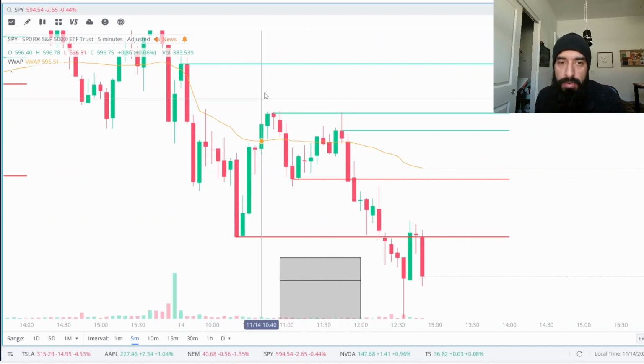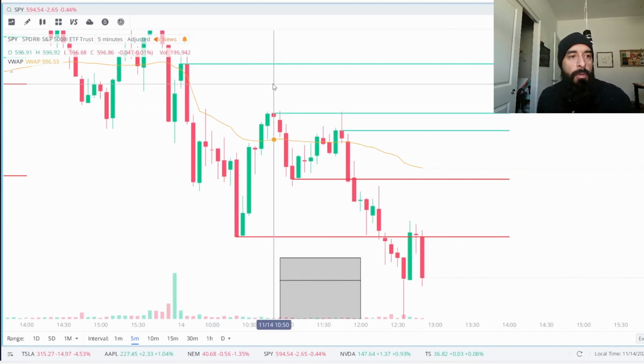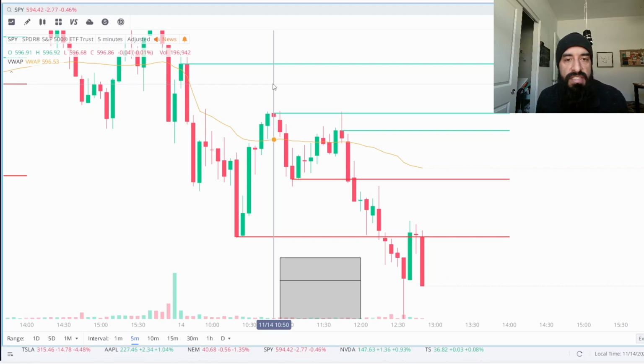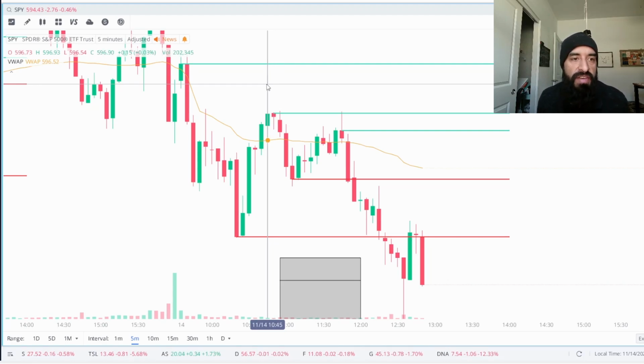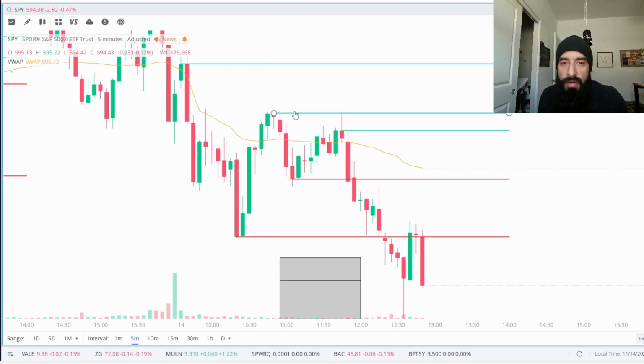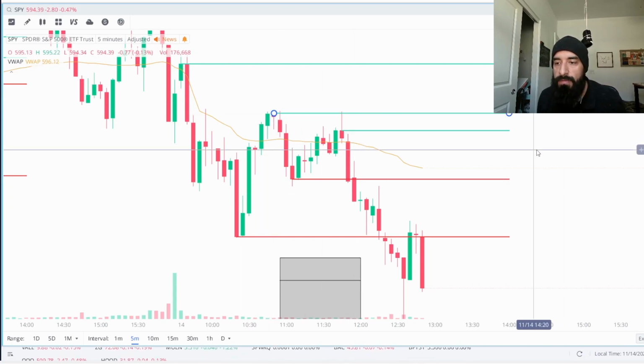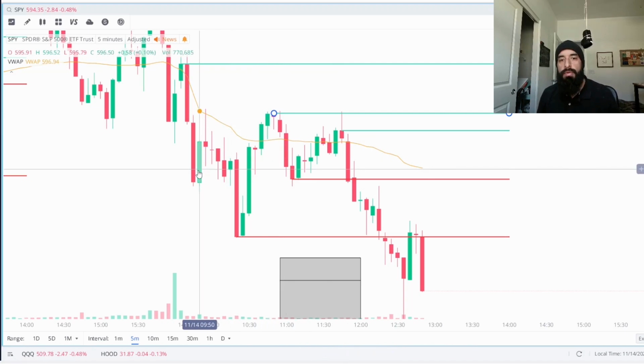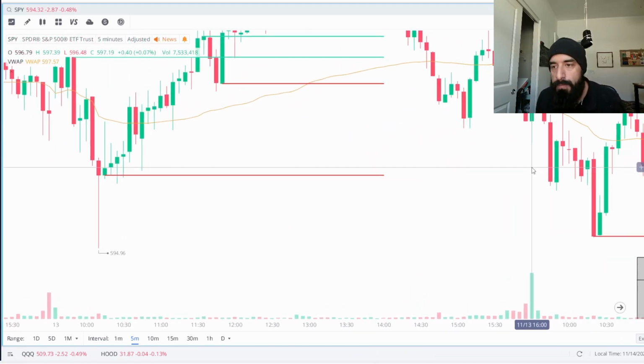So I mark this as a point. I go to the high. The opening of this candle is 596.91. This one is 596.90. 596.91 is higher than 596.90, so I'll go ahead and mark 596.91. Boom, marked it, pushed it all the way to 1400. All right, so now I have 3 points. I'm looking for a 4th point.